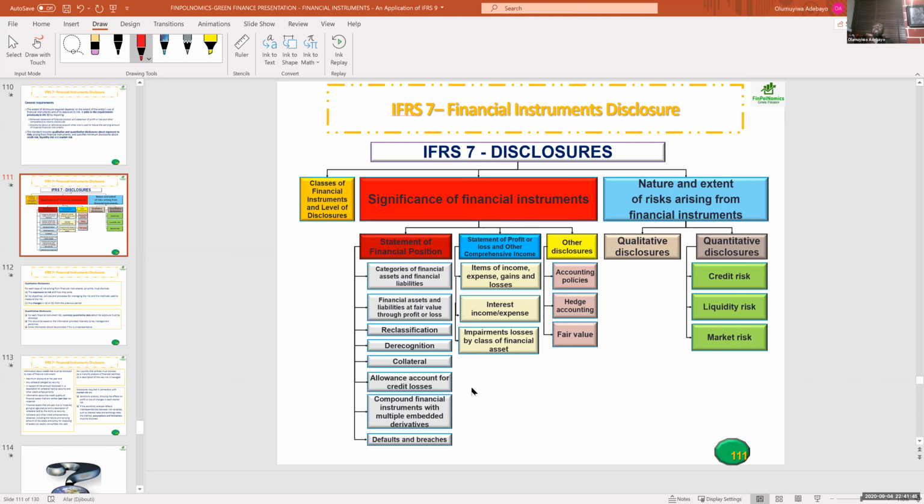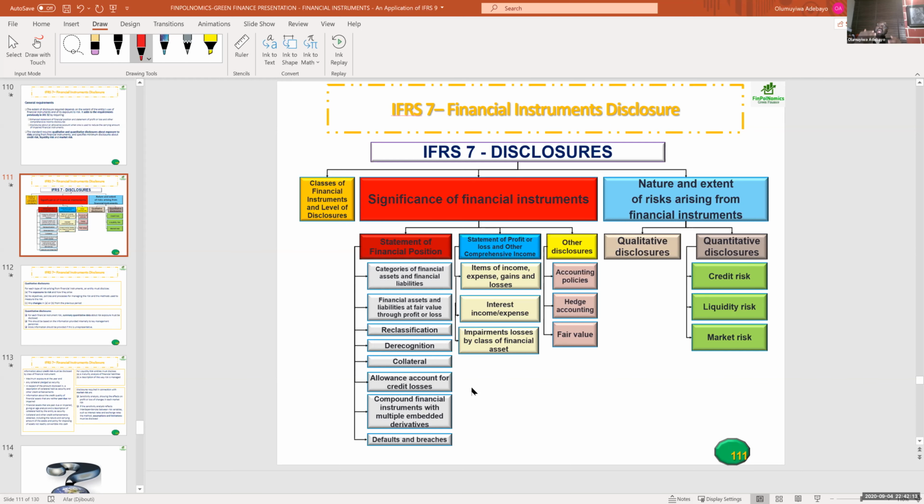And also, we talk about market risk. Market risk deals with other market factors, like the impact of FX rates on your financial instruments, the impact of changes in interest rates on your financial instruments, and the impact of changes in market prices and factors on your financial instruments. These are what to disclose at qualitative level and quantitative level.